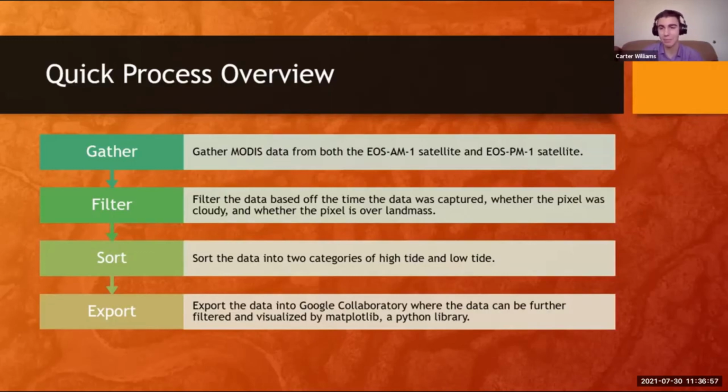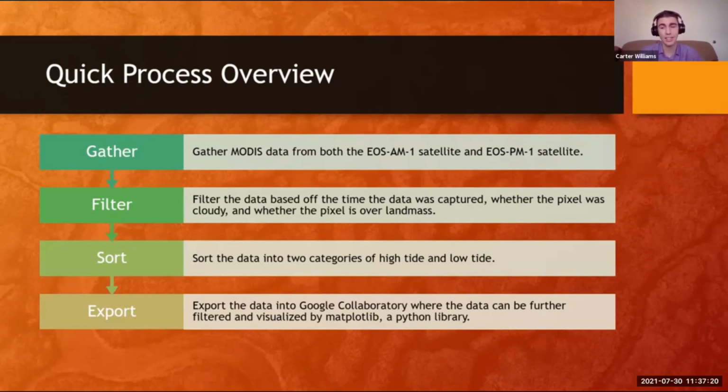And then it filters that data based off of time taken, the quality of the pixel, and whether that pixel is relevant. To see if that pixel is actually relevant, if that is actually on water instead of land, because we're only interested in sediment in the water in this case, I actually take landmass data from another satellite called the Landsat 8, which is also really cool.